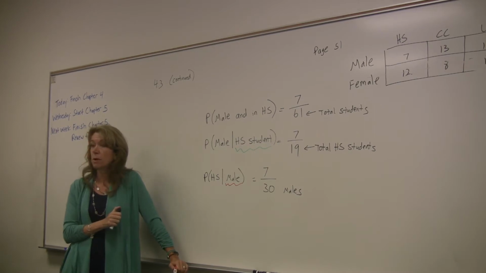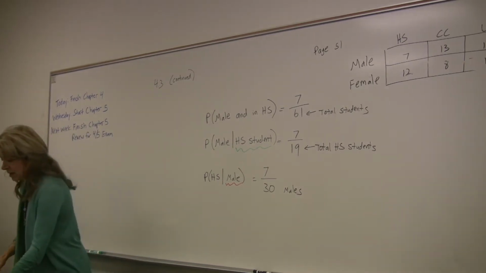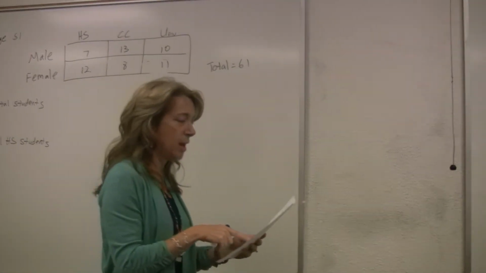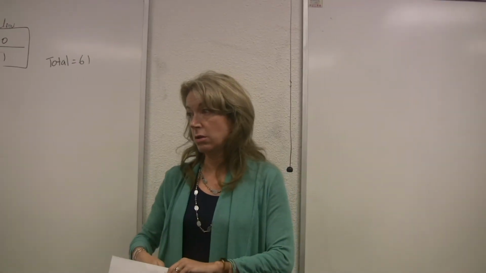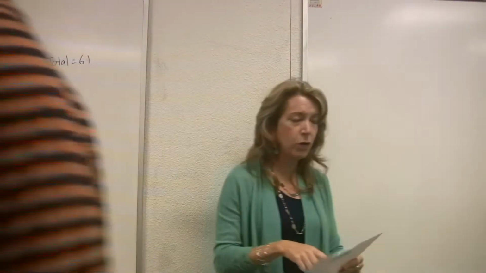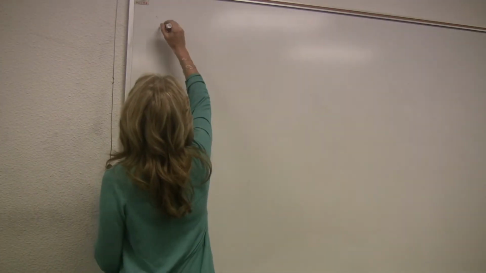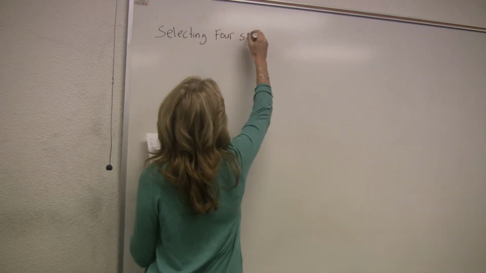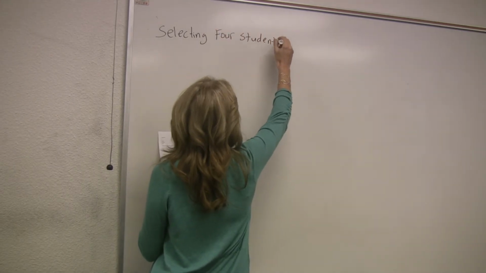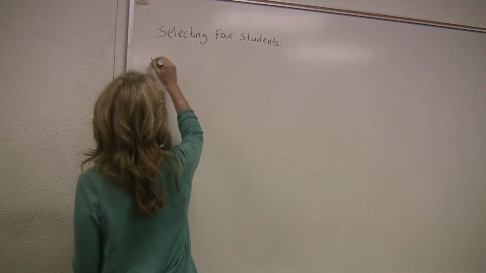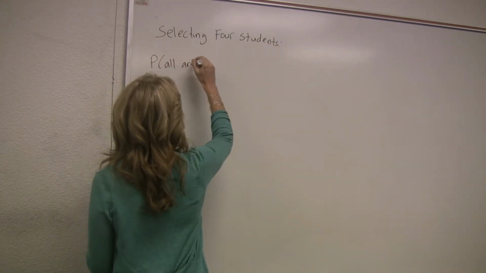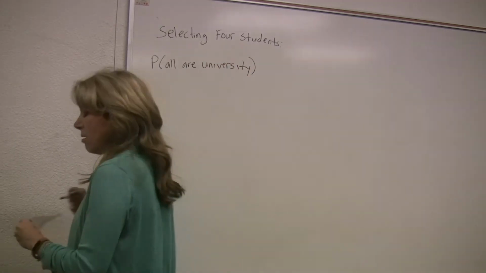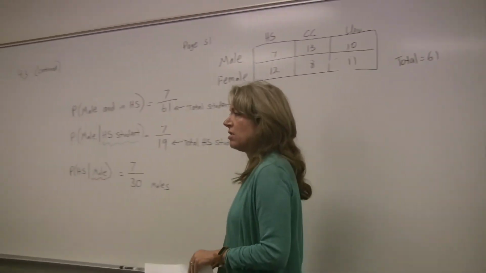Other questions? Okay, so now what's going to happen is out of the same table up here, instead of selecting just one student, I want to select 4 students. So right below the middle of the page there, 4 students are selected. So now I'm selecting 4. And I want to find the probability that all are university students. What changes here?